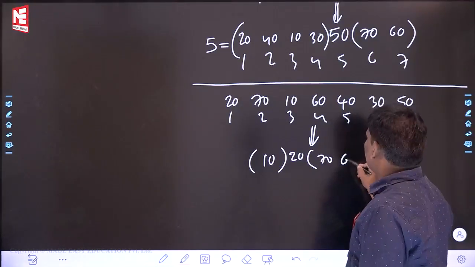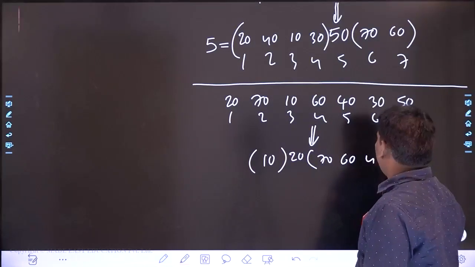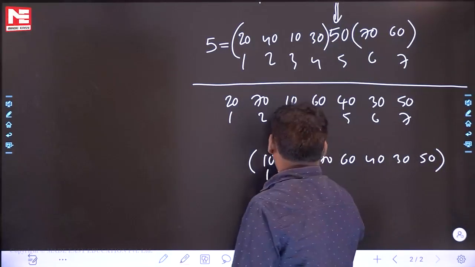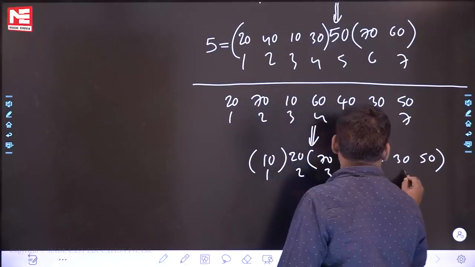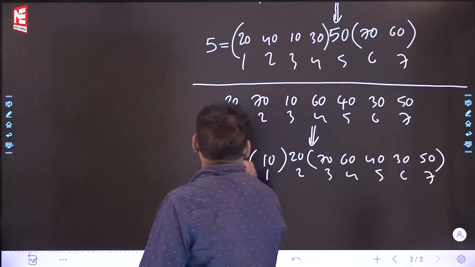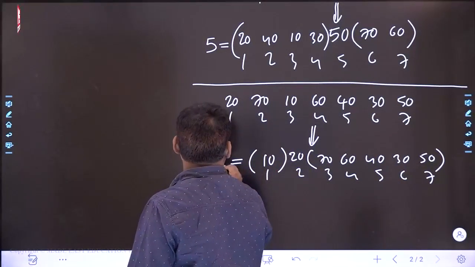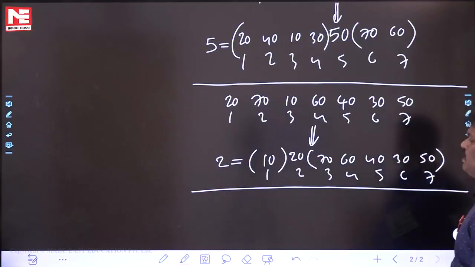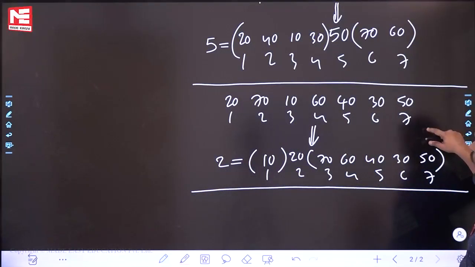Who is more than 20? 70, 60, 40, 30, 50. With elements at positions 1 to 7, where will 20 go? I think it will go to 2. Right, that is also okay. I am thinking you are really comfortable, right?